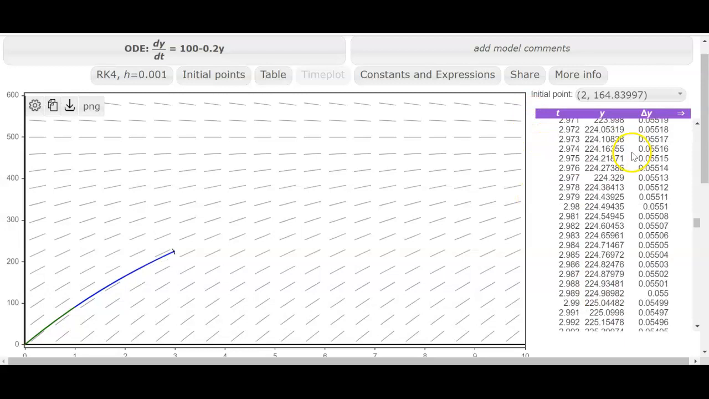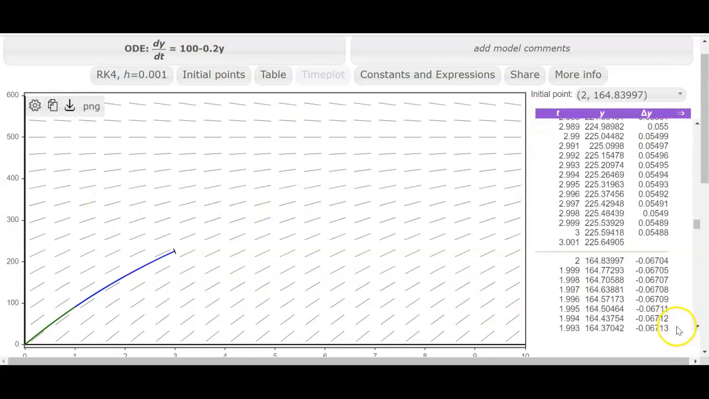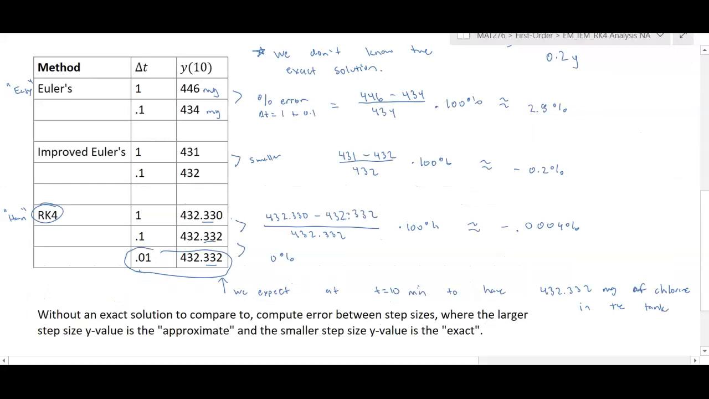So if you wanted to go with a much smaller step size and have this kind of visual software, you may just have to have multiple initial conditions, one for each unit of time. And there's our full analysis of Euler's, improved Euler's, and RK4. And from here on out, we're pretty much going to stick with RK4 because it's better.